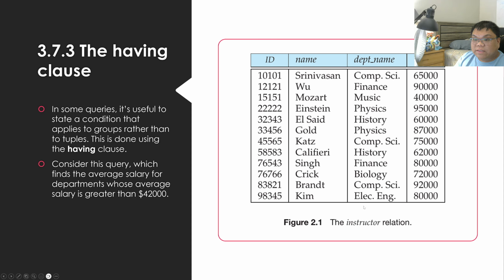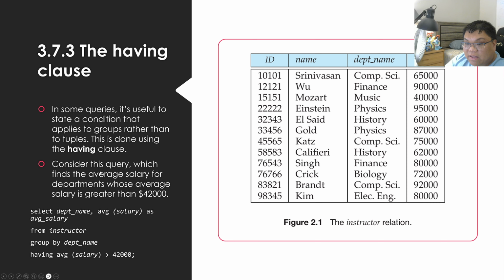Sometimes it's useful to state a condition that applies to groups rather than tuples. So we do this using the having clause. So let's consider the following query. Find the average salary for departments whose average salary is greater than 42,000. Select department name, average salary as average salary from instructor, group by department name, having average salary greater than 42,000.